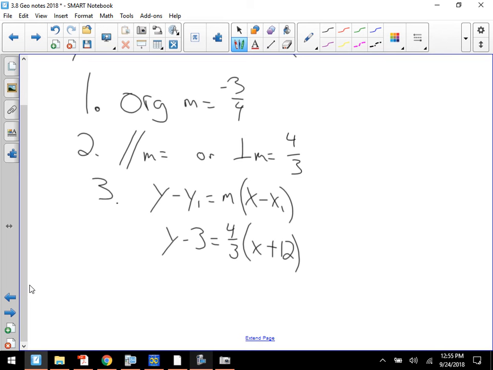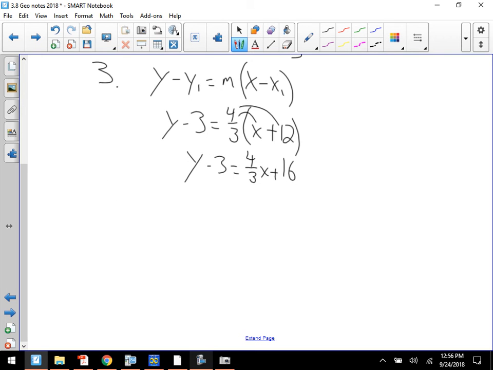Distribute your stuff through. Don't freak out with the fractions, guys. Use your calculator, or remember when you're multiplying fractions, you're just multiplying straight across and dividing by the denominator. Or what's 12 divided by 3? What's 4 times 4? So there you go. And then just add 3. It's the same thing over and over and over again.